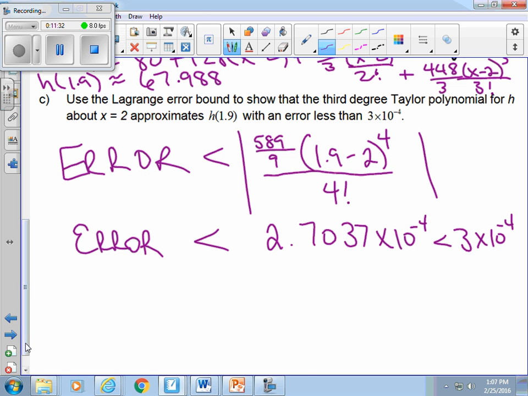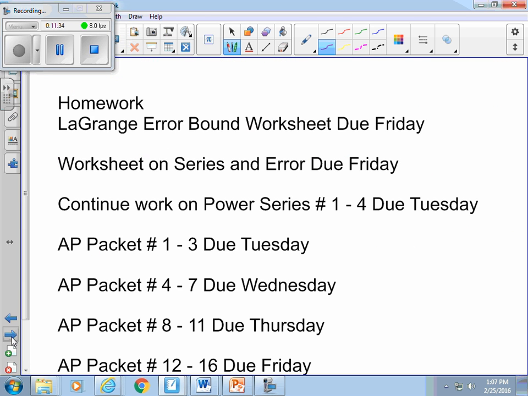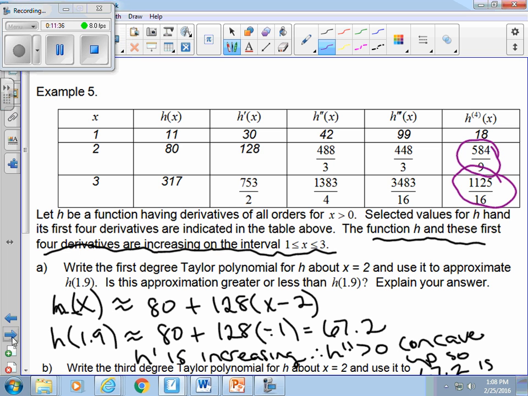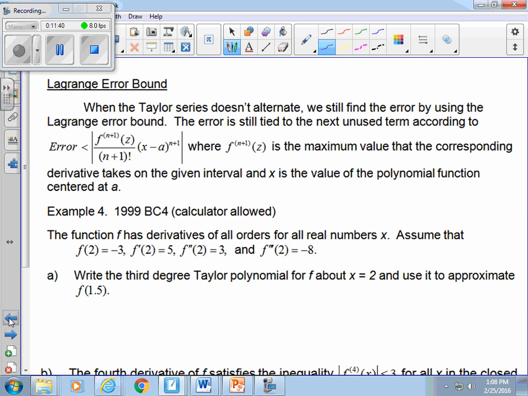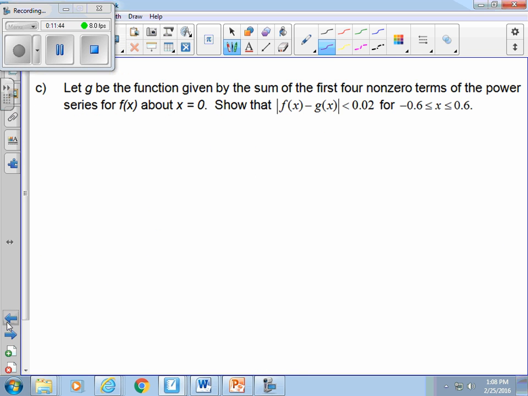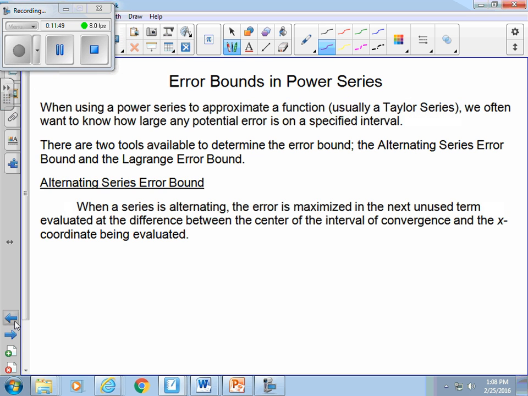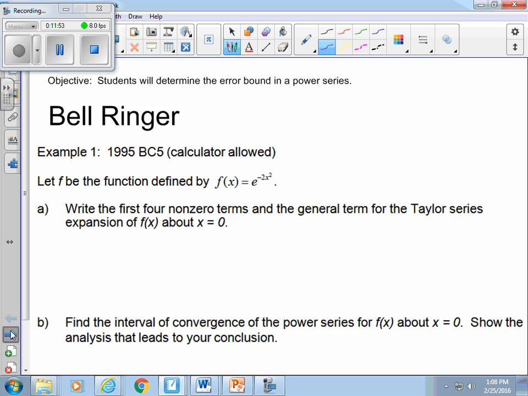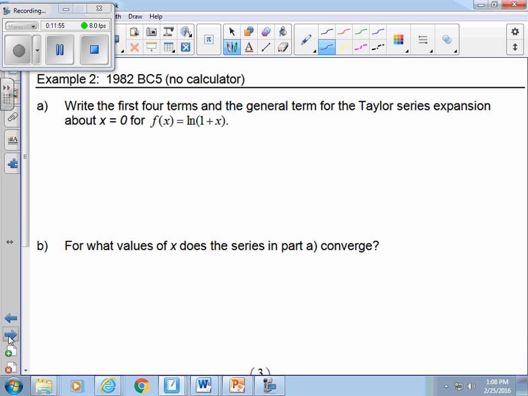Okay, any questions about that one? In alternating series, the thing that you want to do is plug in the x value. You plug in the x value that you're evaluating. So at 1.9 or whatever. That's okay. We need to do 3, right?